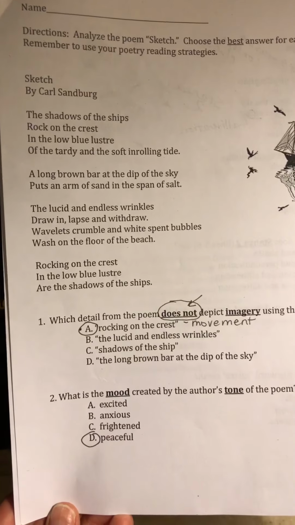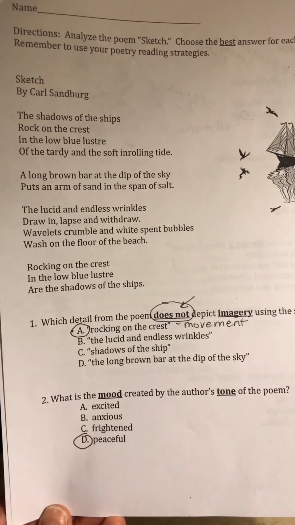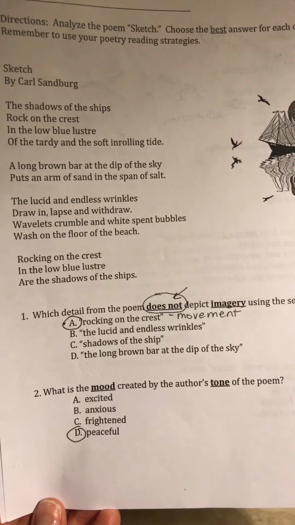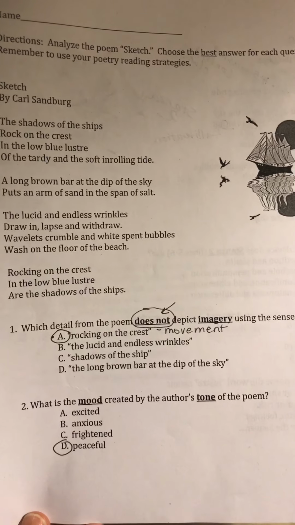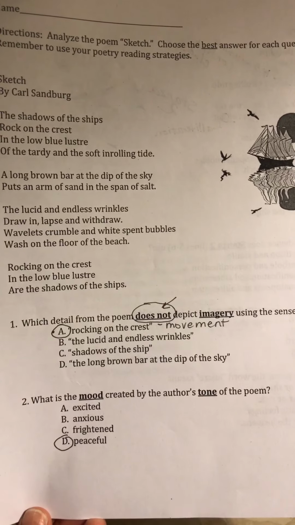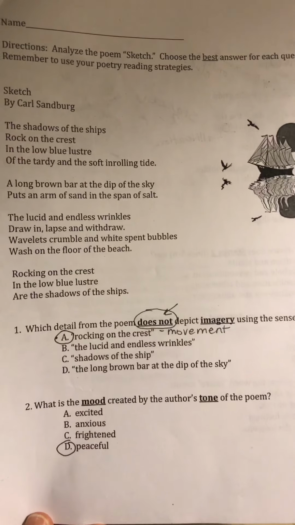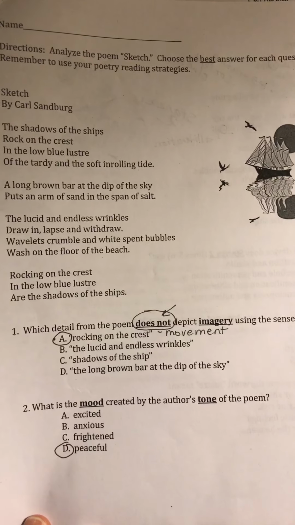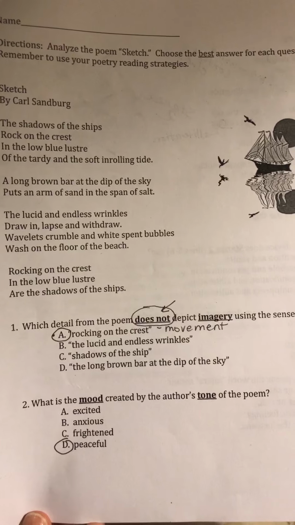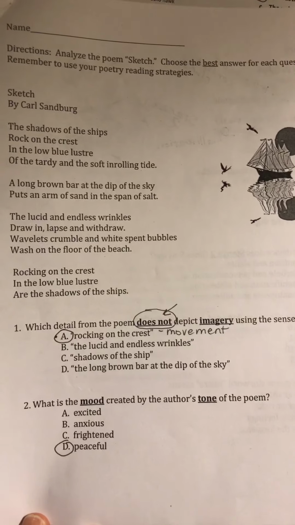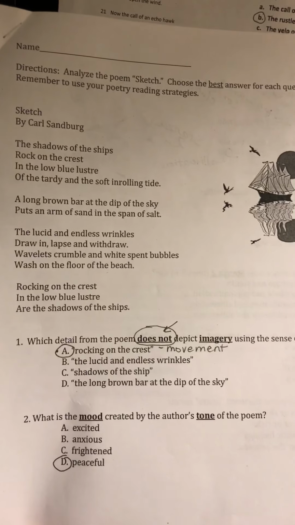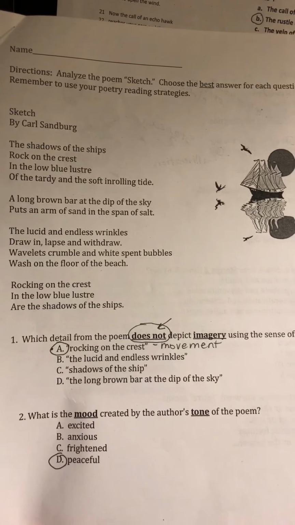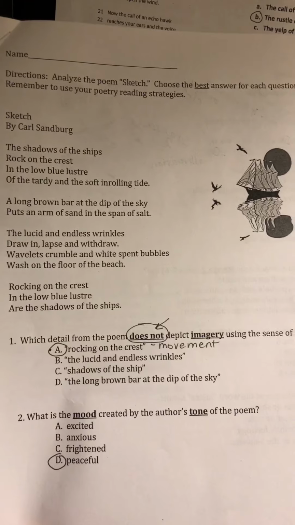The shadows of the ships rock on the crest in the low blue luster of the tardy and the soft enrolling tide. A long brown bar at the dip of the sky puts an arm of sand in the span of salt. The lucid and endless wrinkles draw in, lapse and withdraw. Wavelets crumble, and white spent bubbles wash on the floor of the beach. Rocking on the crest in the low blue luster are the shadows of the ships.